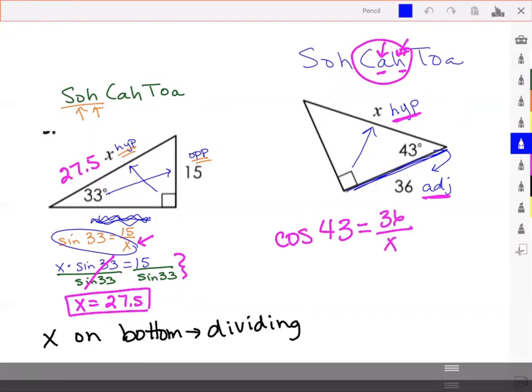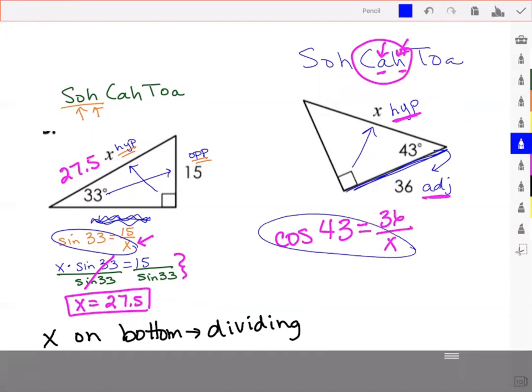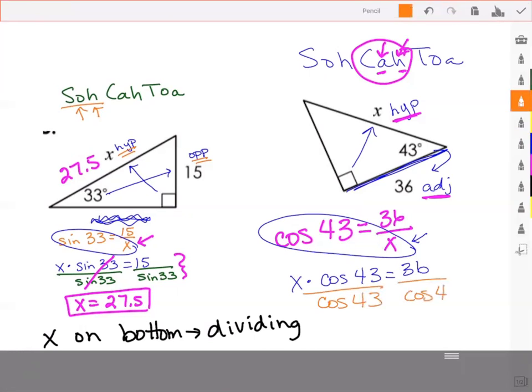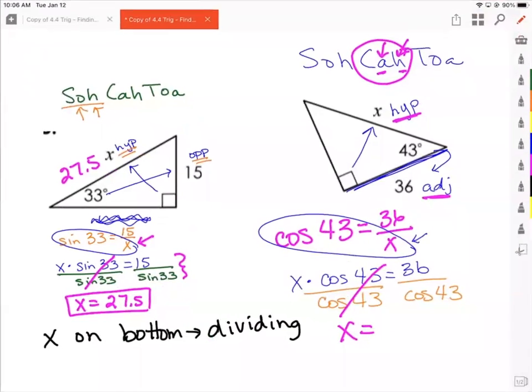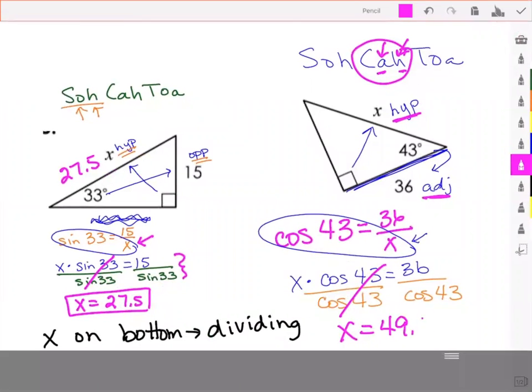Now I'm ready to solve. So let's cross multiply. X is on bottom, so X times cosine of 43 equals 36. And since X is on bottom, we're going to divide, which algebraically makes sense, but it's just a little extra clue. So 36 divided by cosine of 43 is 49.2. So this hypotenuse is 49.2.